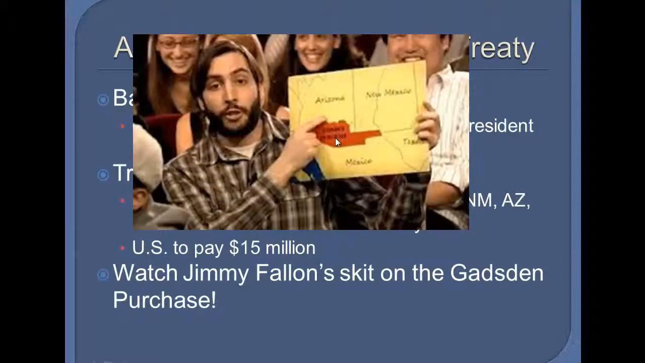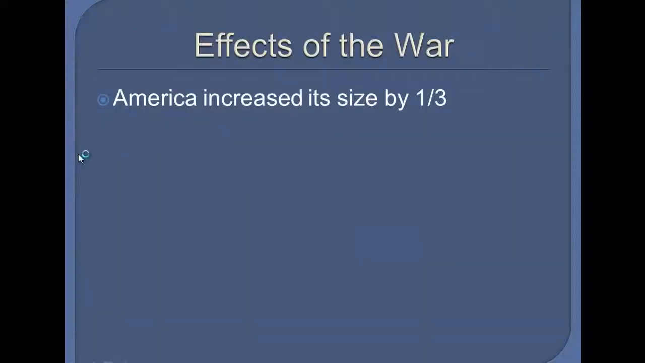Now, if you want to know about this little bit of land called the Gadsden Purchase, check out Jimmy Fallon's skit. Just Google Jimmy Fallon Gadsden Purchase. They also do a little bit on the Treaty of Guadalupe Hidalgo. It is about 5 minutes of some of the funniest stuff you'll ever see on TV. And watch this guy's face the whole time. He makes weird faces.